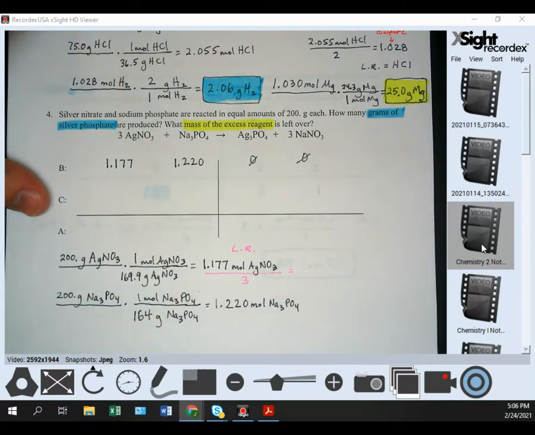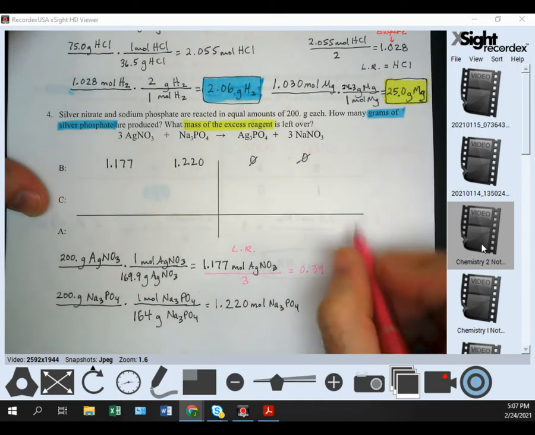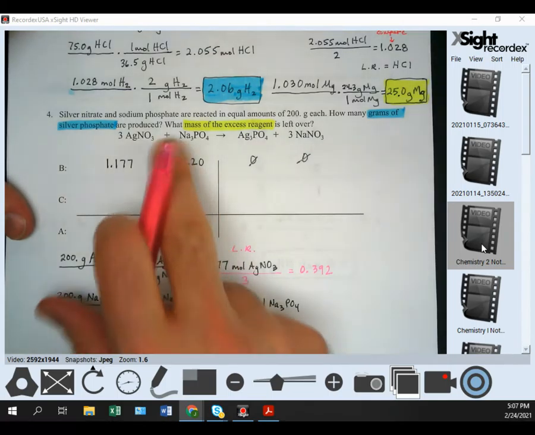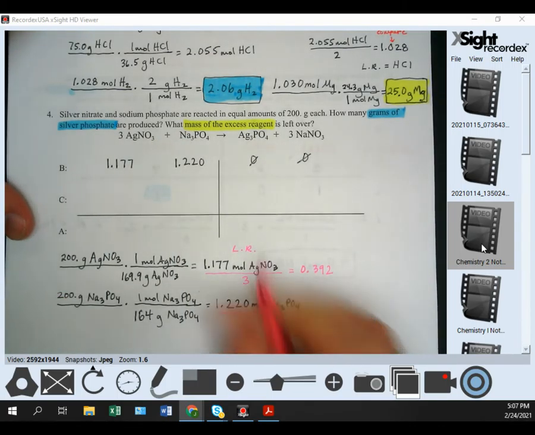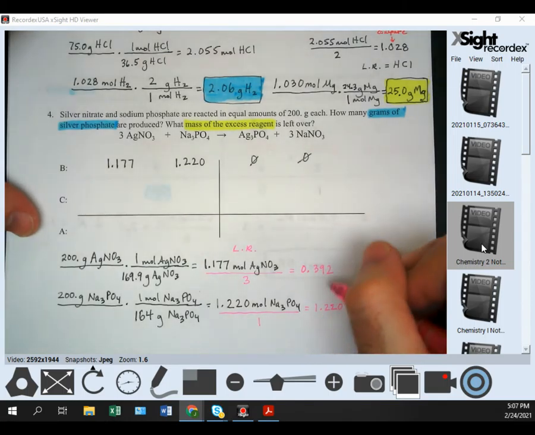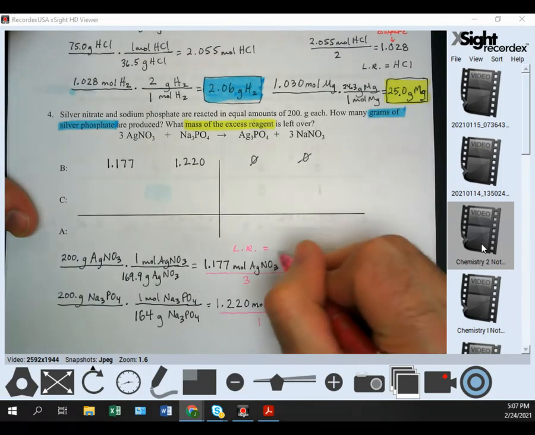We get 0.392. Okay, same thing with this one. We're going to divide it by the coefficient, which for that one is just 1. So this is 1.220, right? Now, compare which one is smaller. This one is smaller. So that tells us our limiting reactant is the AgNO3.